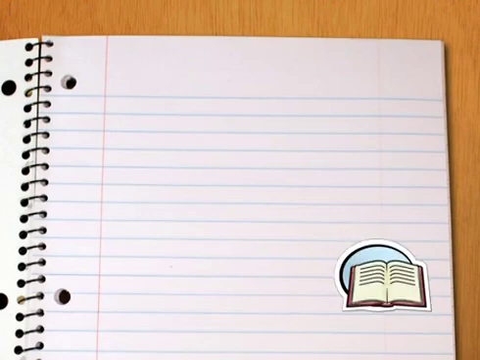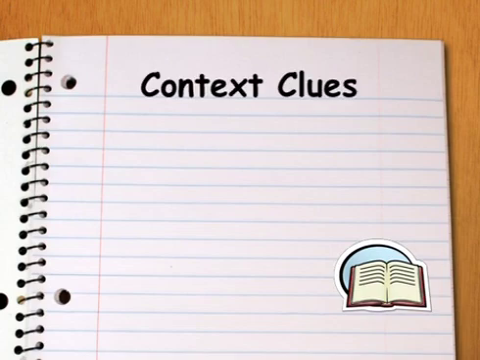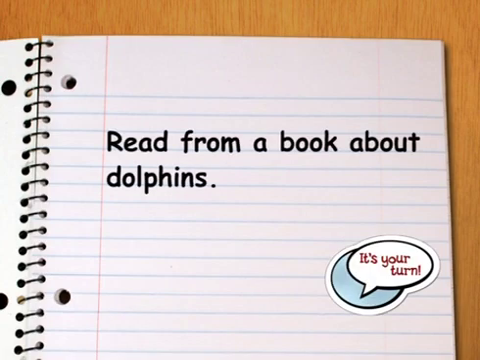When you read, you may come across words that you don't understand. Using context clues is one way to figure out the meaning of a word. Read from a book about dolphins. Use context clues to figure out the meanings of words you do not know.